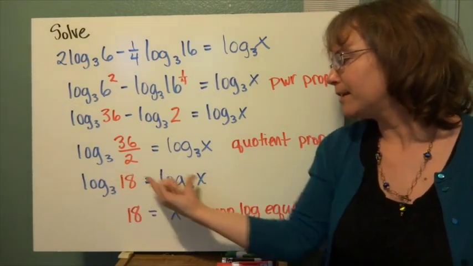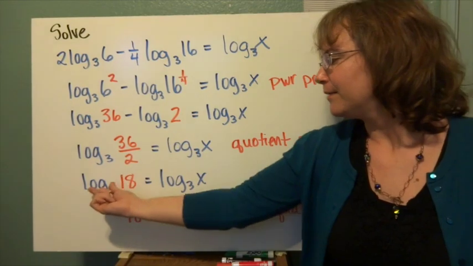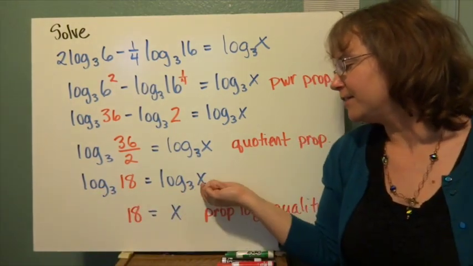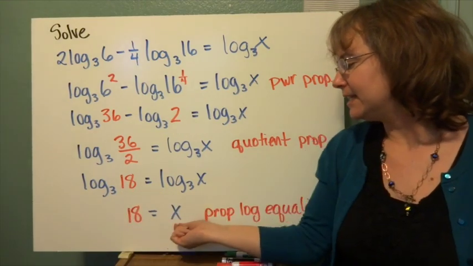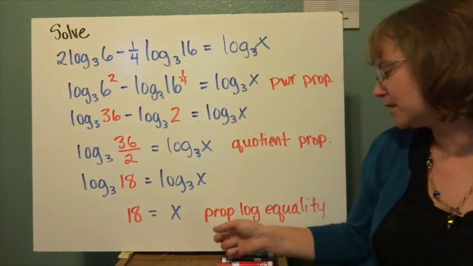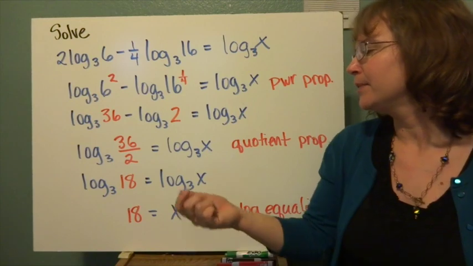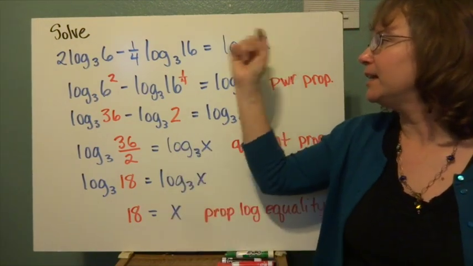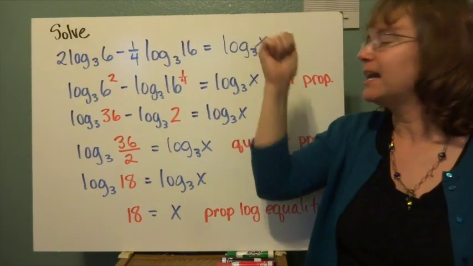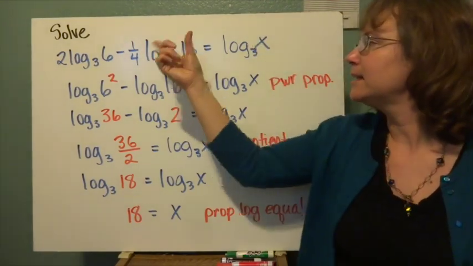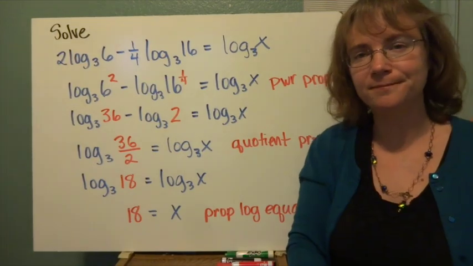So by the property of equality of logarithms, if the log of this is equal to the log of this, these two things must be the same, and I can say 18 is equal to x. And that's the property of log equality. So if I took 18 and put it in here, and I did all of this calculation, I would find that x is going to be equal to 18, and these two sides of the equation are equal.